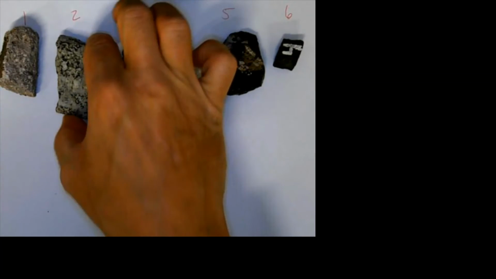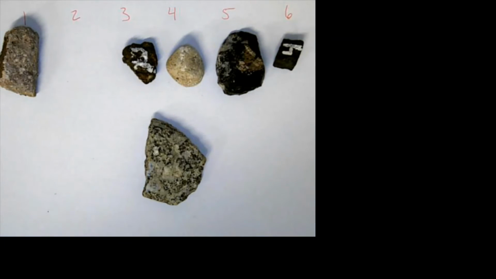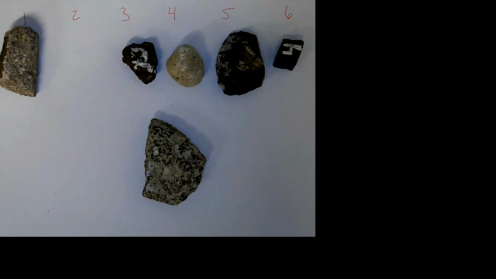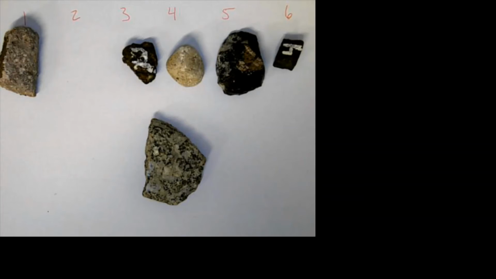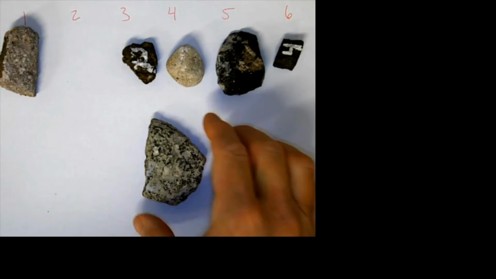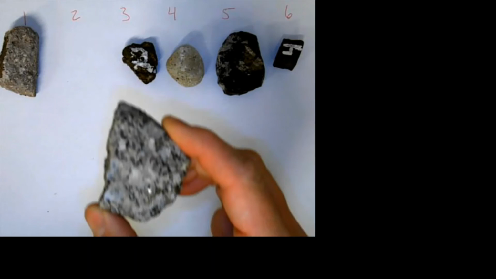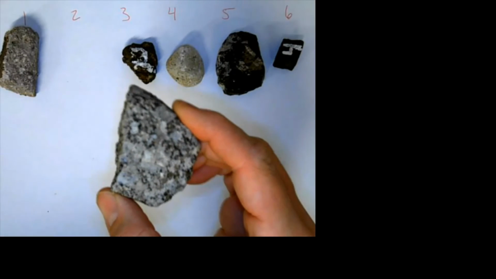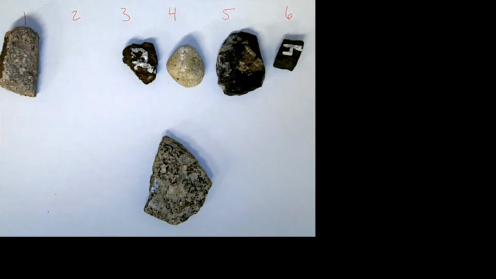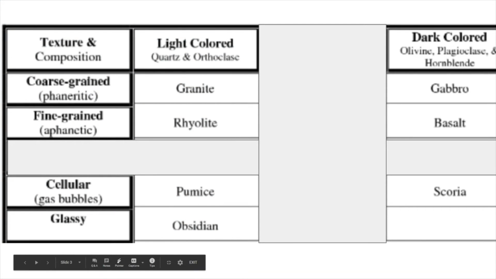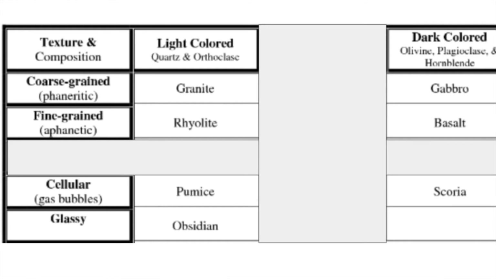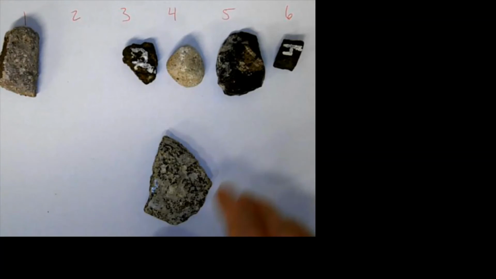Number two, and I put them out in no particular order, light colored or dark colored. And there is some dark colored in it, but most of it is light colored. And that is the feldspar, by the way. So it's felsic. And big crystals. Big crystals. And so we have a light colored and coarse grained. So this will be granite.